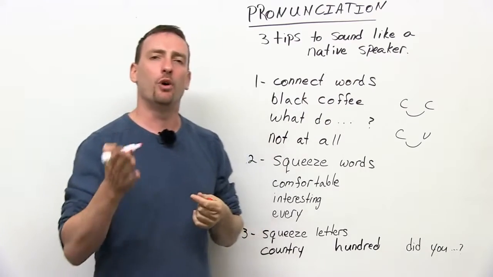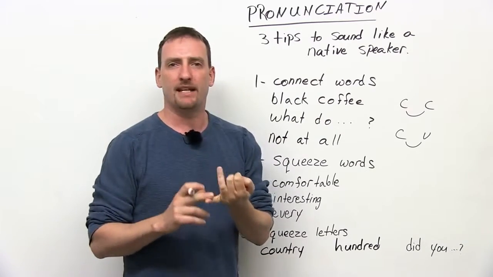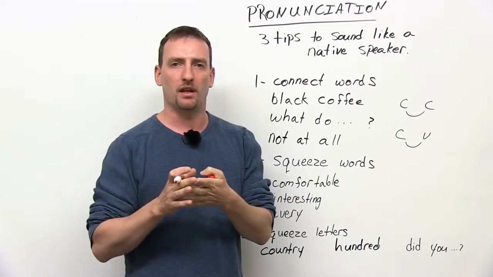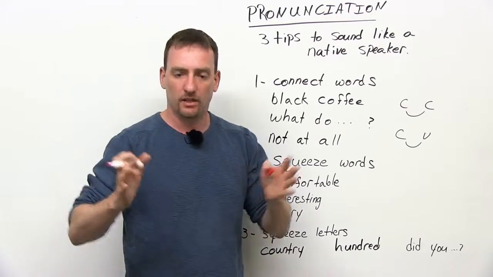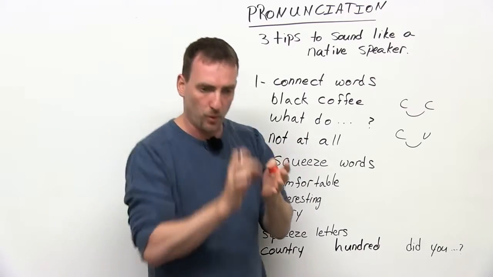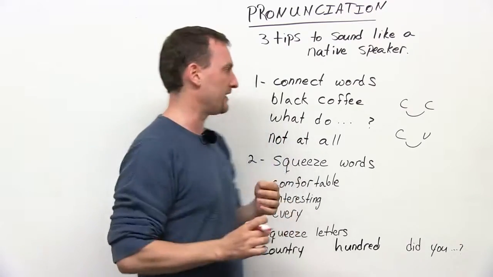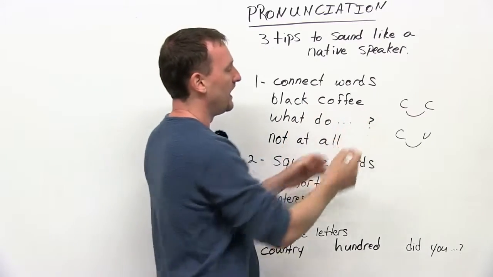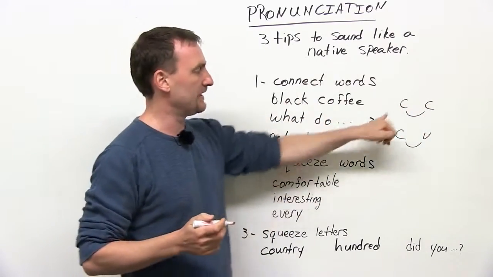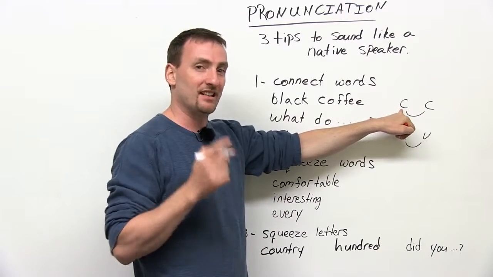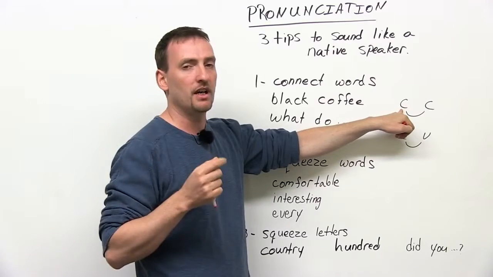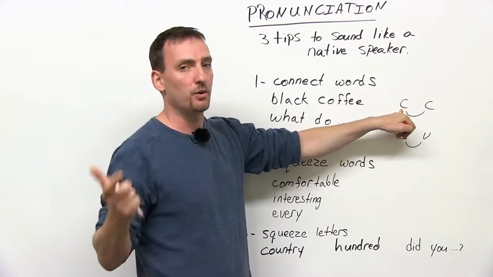Now think about your own language. Whether you're speaking Spanish or Polish or Chinese, you do this in your language as well. When you're speaking fast, you're taking words and you're squeezing them together, you're connecting them. So one word flows into the next word. That's what we're going to do here. You can connect consonants to consonants. What this means, when a word ends in a consonant, B, C, D, F, G, etc. A vowel is A, E, I, O, U.